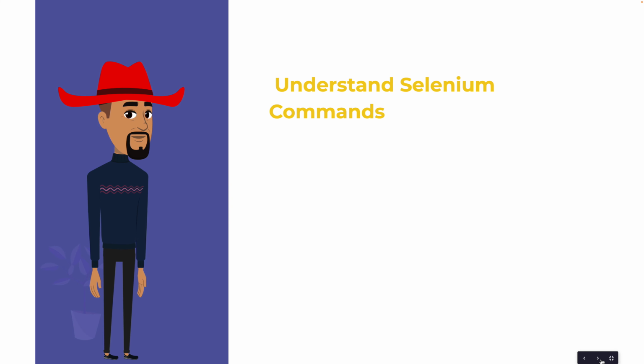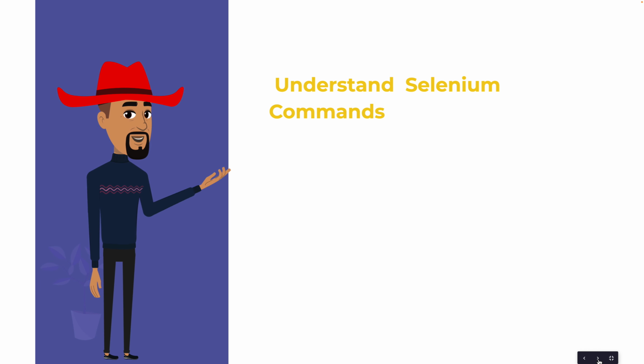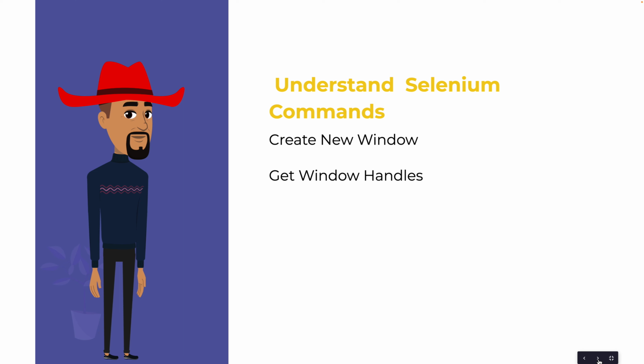So let's try to understand more Selenium commands and their internal behavior. In this video we are going to see how the get cookie by a particular name command internally works. Then take screenshot of an element, get window handle, then create new window, get window handles. Like if you had opened multiple windows, how we can get the multiple window handles and switch to window. So how these commands internally work we are going to see in this particular video.